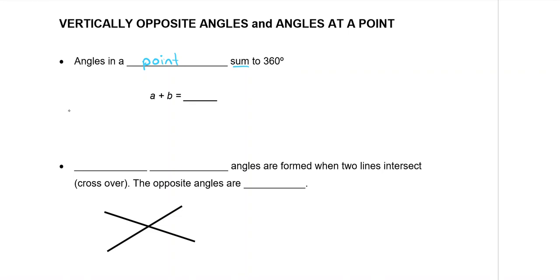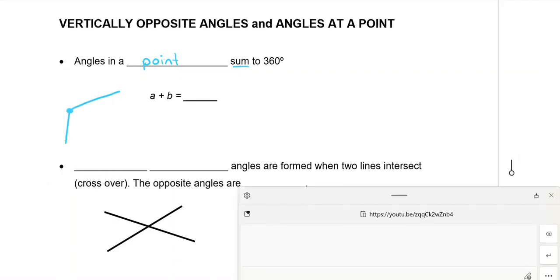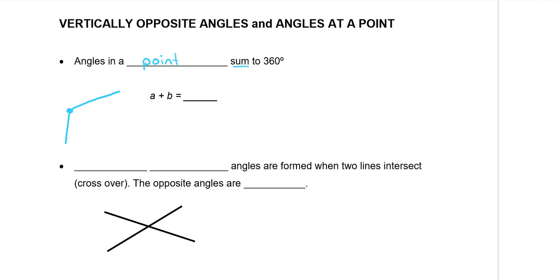Now, if you picture it like this, here is my point, and I'm going to have some arms coming out from that point. It could just be making a reflex angle and an obtuse angle, or there could be 3 or 4 or more angles in there. But I'm just going to stick with 2 for this simple little demonstration here. So the angle around the outside here, I'm going to call angle A. The smaller angle on the inside is going to be angle B.